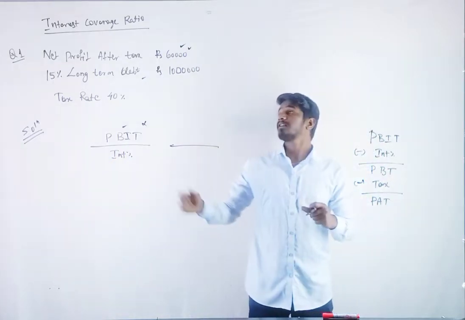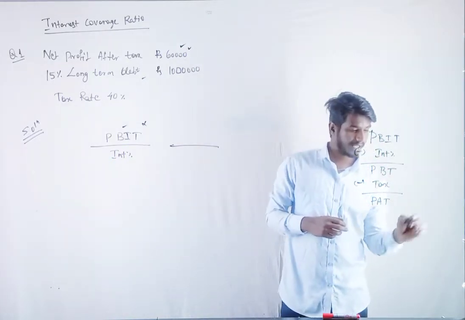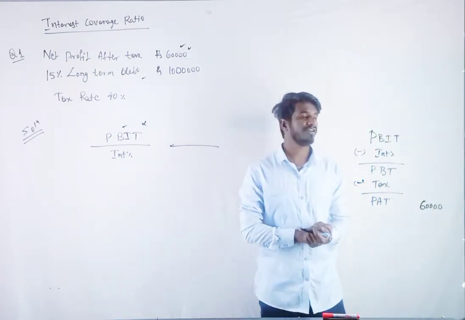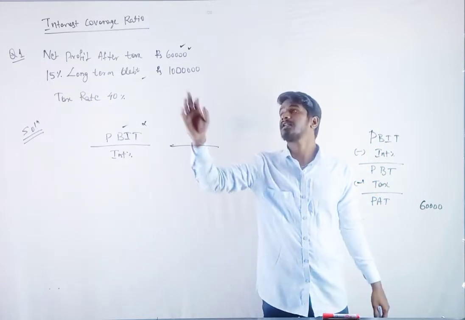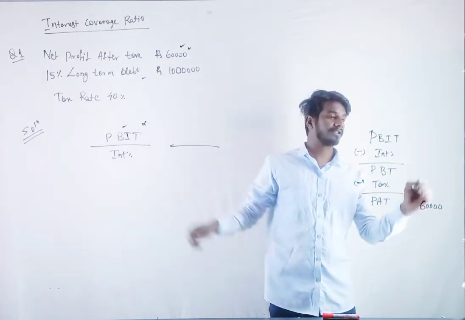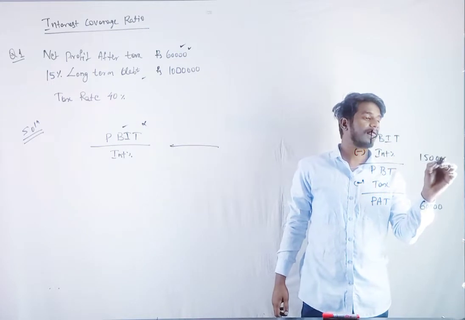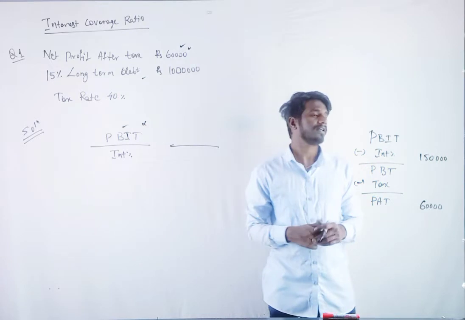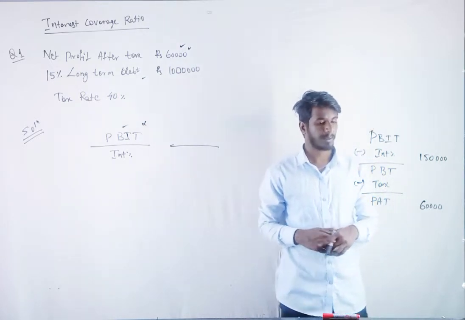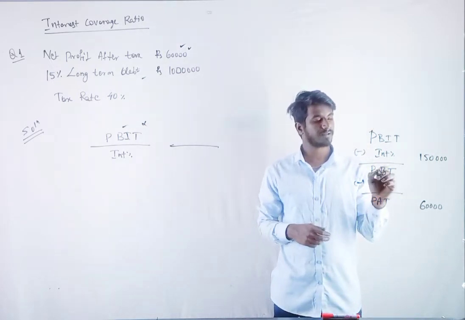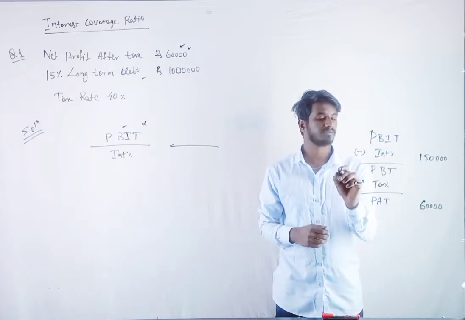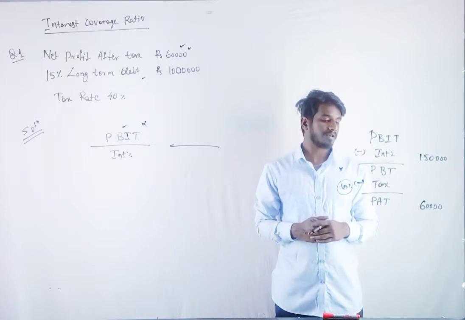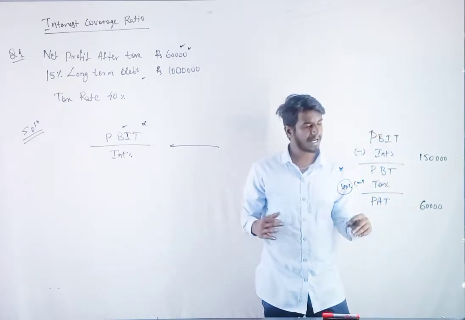But straight away they have given profit after tax rupees 60,000. Is that correct? Yes. Do we know the interest? 10 lakh into 15%, it is 1 lakh 50,000. Fine. Do we know the tax? Do we know the profit before tax? No. Do we know the tax? Yes, 40% they have given. By this information we can calculate.